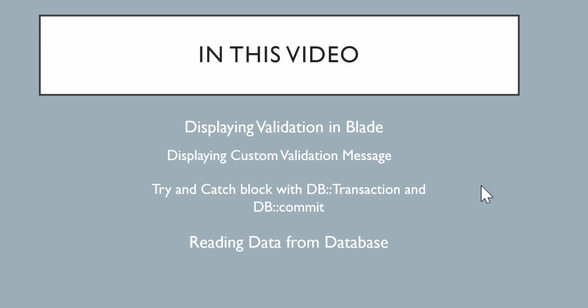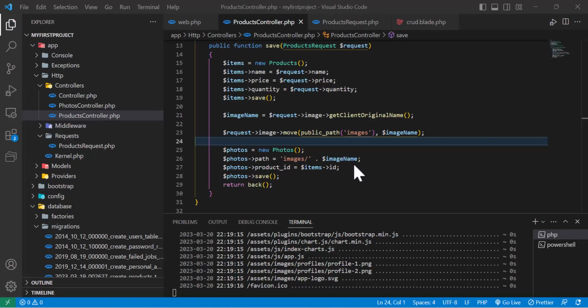Today in this lesson we are going to learn displaying the validation messages in the blade and also creating our own custom validation message. After that we are going to learn about try and catch block. If you guys are working with multiple tables in a single method, it's very important to use try catch with DB transaction and DB commit. After that we are going to learn how we can fetch data from the database to our view. So let's start with the video.